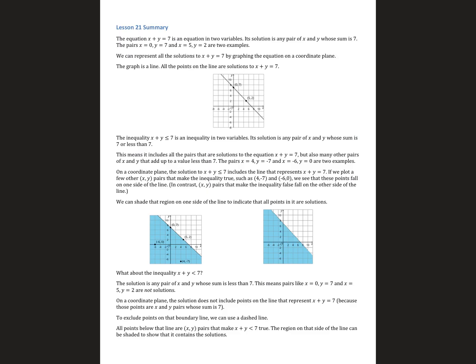Great, there is a summary that you can read that just has more examples on the last page, but that's the end of lesson 21.